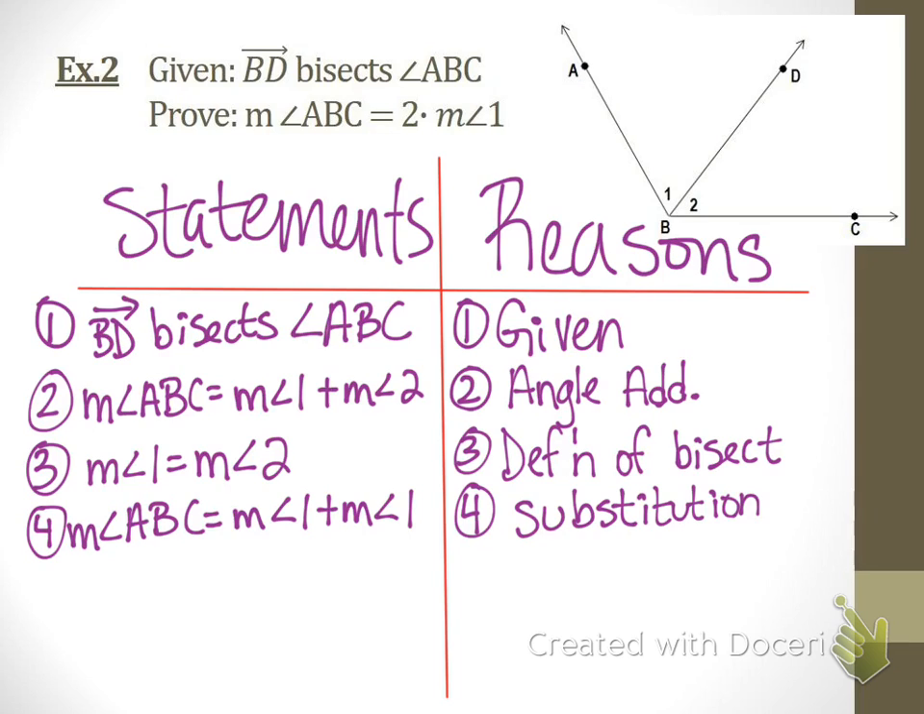And then we write down the proof. Yes, now we're ready for our proof statement. We are at the end. So we can now say the measure of angle ABC is equal to 2 times the measure of angle 1. What allows us to say that? Simplify or combine like terms.